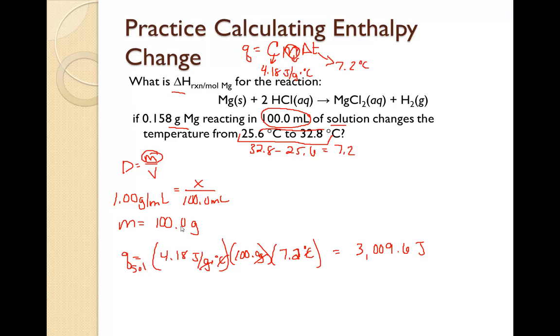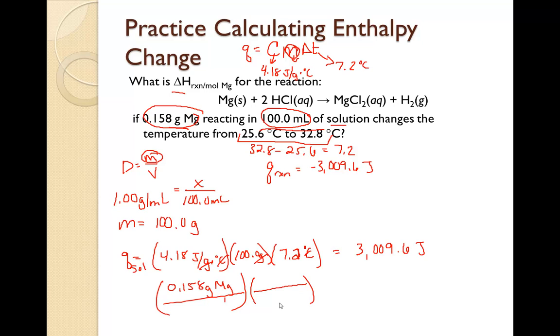For the Q of the reaction, we're going to take the opposite of that. So that's going to be negative 3009.6. To get the delta H then, we're going to take this amount and divide it by the number of moles. Well, they give us the number of grams, so we have to convert that over to moles. So 0.158 grams of magnesium. Look on the periodic table and you find that the molar mass is 24.31 grams.